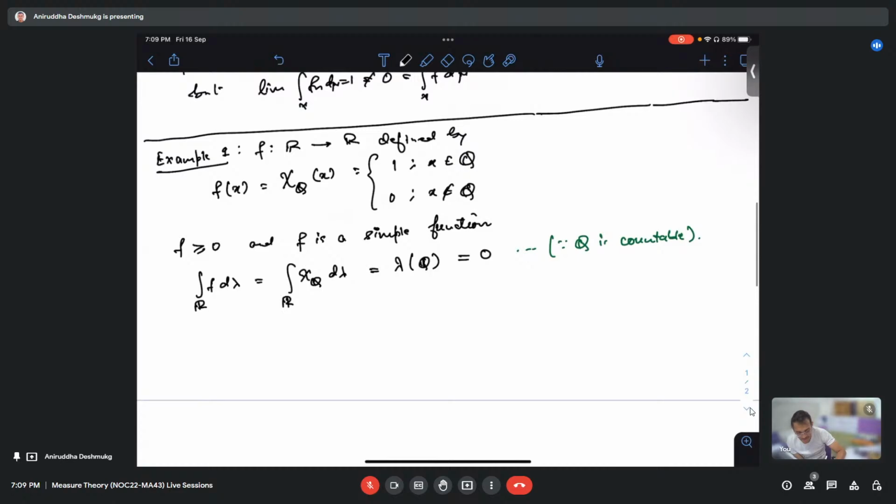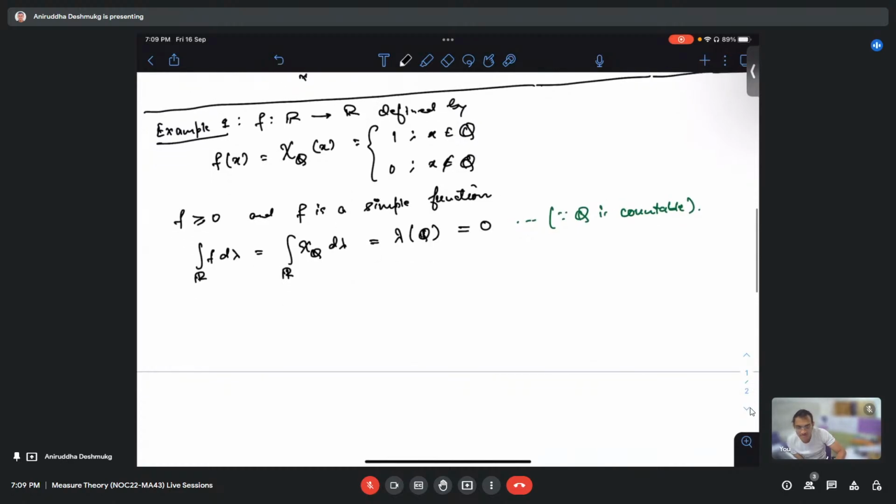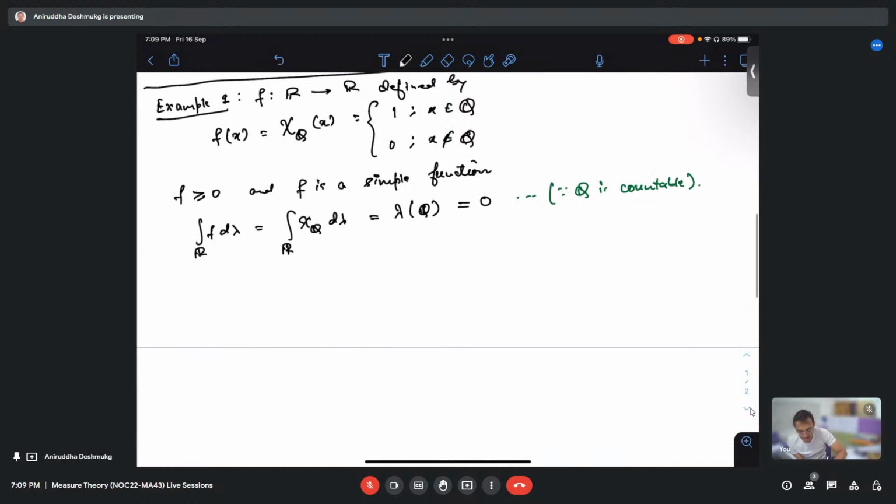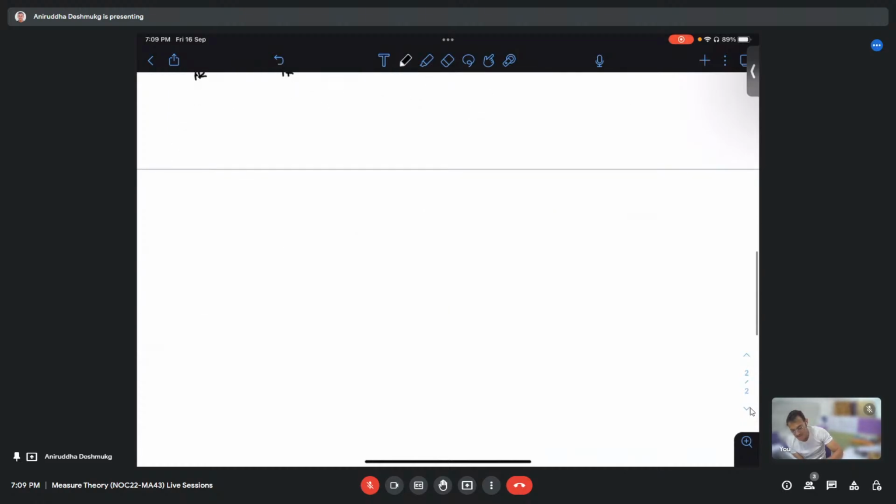So this was one of the sort of trivial examples where we get a non-negative measurable function, and we can evaluate its integral directly. So notice that we don't need to approximate this function using any simple function, because it itself is a simple function. So let us look at another example where we will need to approximate it.